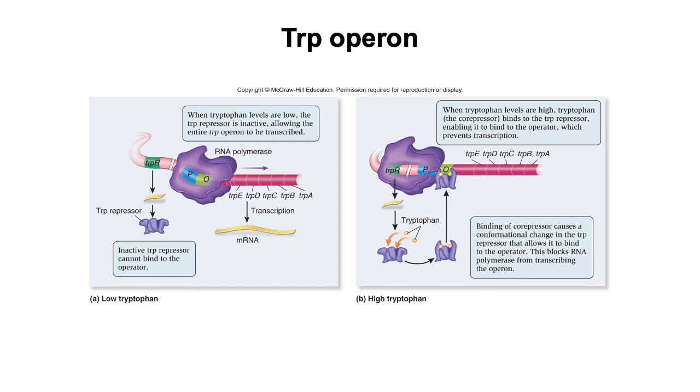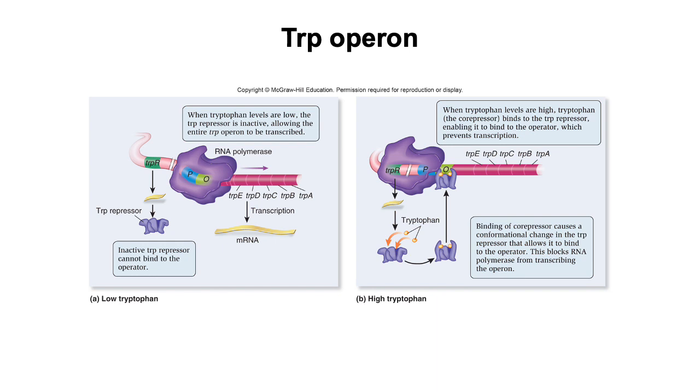And the messenger RNA is made, and all of these enzymes then are there for the cell to use to synthesize tryptophan, since they find themselves in a low tryptophan environment. But what happens then when the cell finds itself in a high tryptophan environment? Well, tryptophan is the effector molecule.